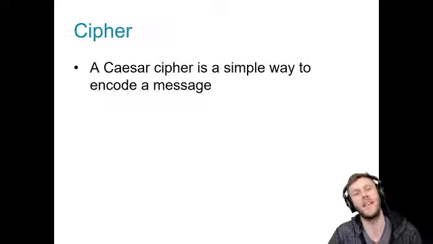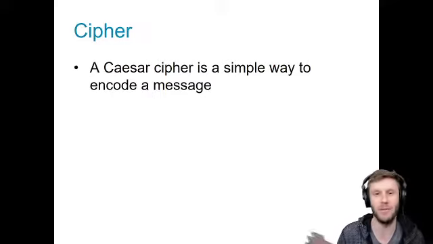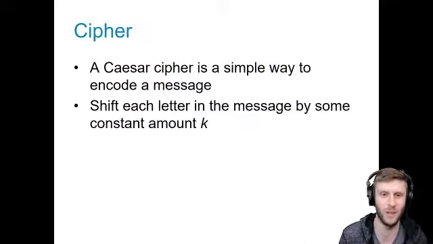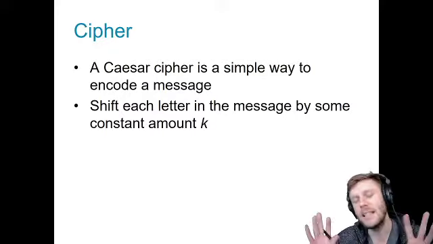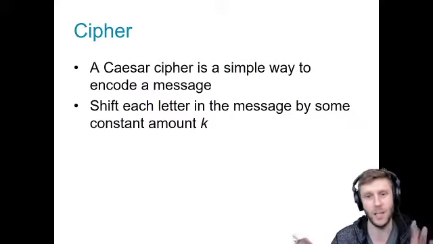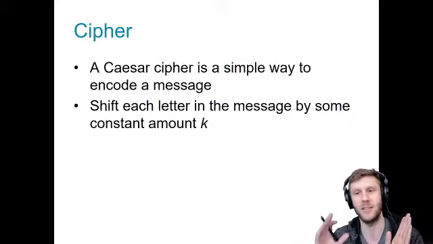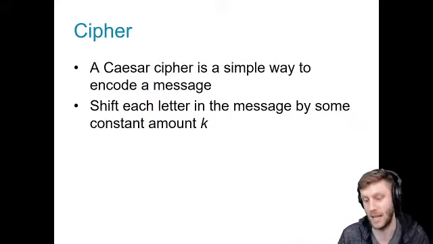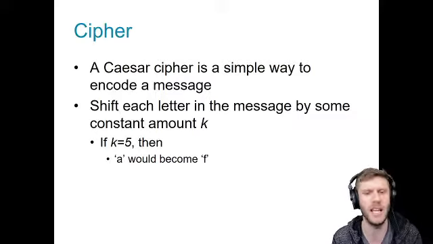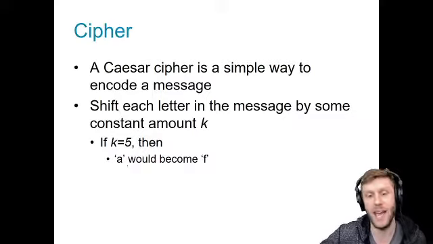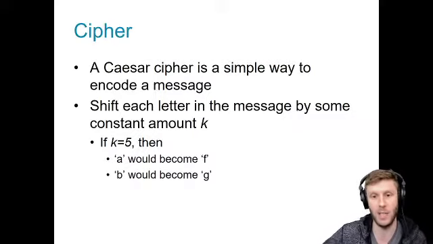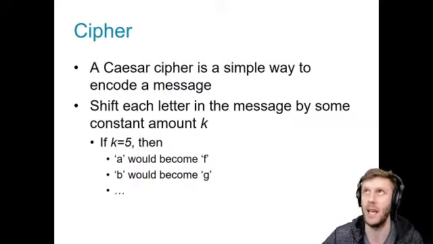And here, a cipher. You're probably familiar with these. You probably played with them when you were little or something. A Caesar cipher is a very simple, easy way to encode a message. All you got to do is shift each letter in the message by some constant amount k. I think the typical one is 3, but if k is 5, A's will become F's, B's will become G's, C's will become H's, and so on.